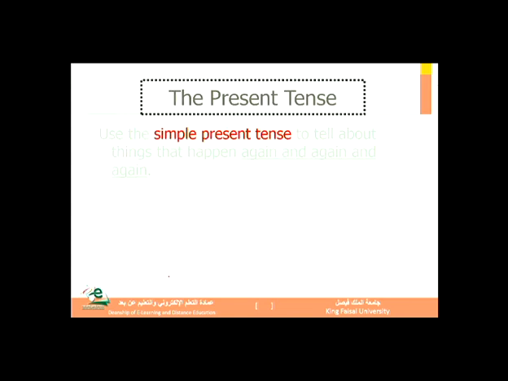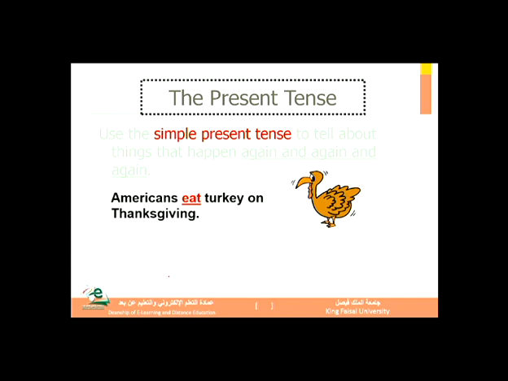The second thing you need to know is that the simple present is usually used to talk about facts or things that happen again and again. For example, when I say Americans eat turkey on Thanksgiving, it's one of the customs in America to eat turkey on Thanksgiving. So the tense used here is the present simple tense. As you notice, this is the structure of the present simple tense.